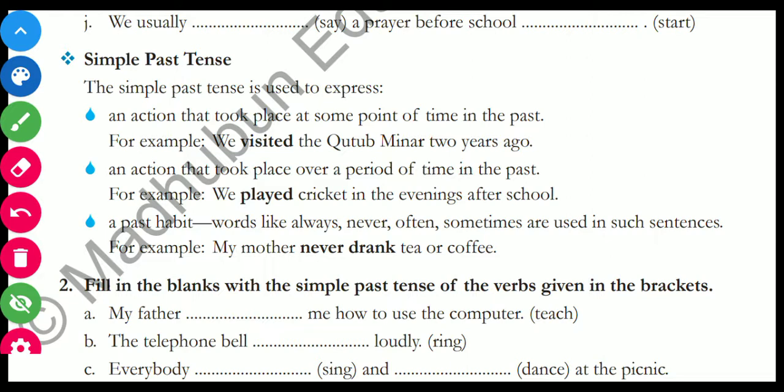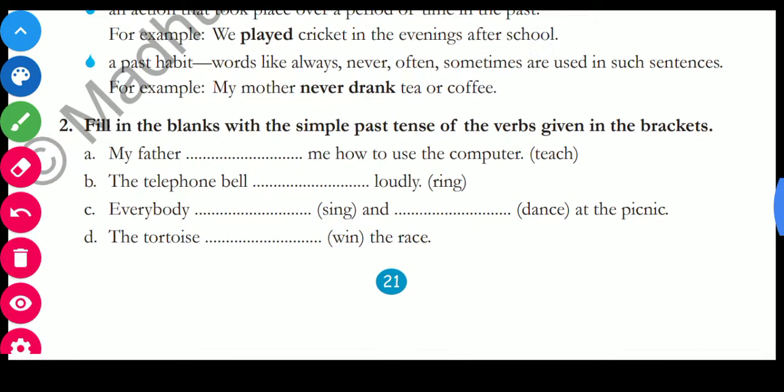So what is the rule of simple past tense? Subject plus verb in its ed form, like played, visited. And talking about irregular verbs, so eat, ate, eaten. Okay, so these are the verbs which come under ed form. So let us fill in the blanks. Take the second exercise. Fill in the blanks with the simple past tense of the verb given in the brackets. So yes, remember the rule, subject plus verb in its ed form.